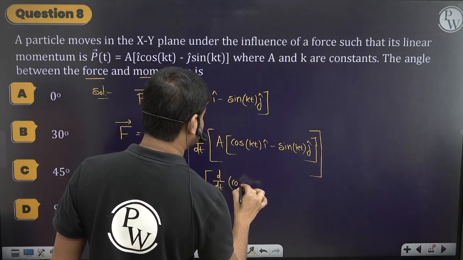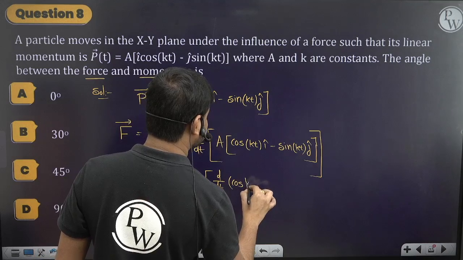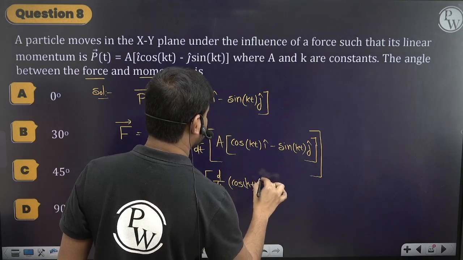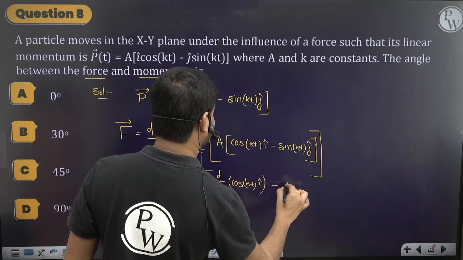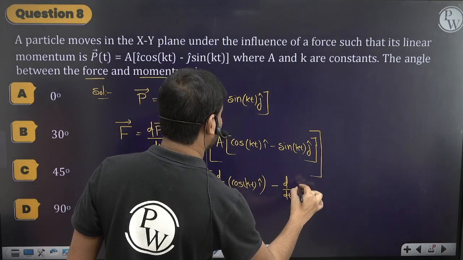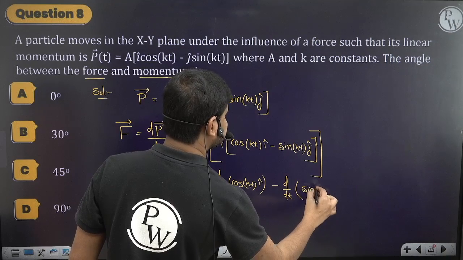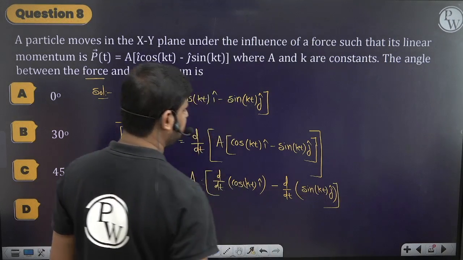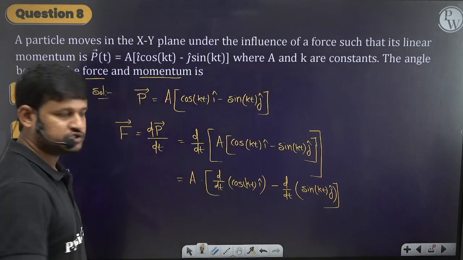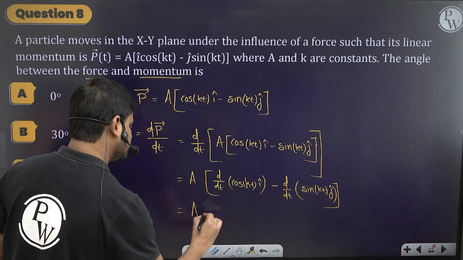so let's first differentiate the cos term. So cos kt i cap, then minus, differentiate d by dt of sin kt j cap. Just the mathematical part, be careful with that. Okay, see here. A is outside the total.